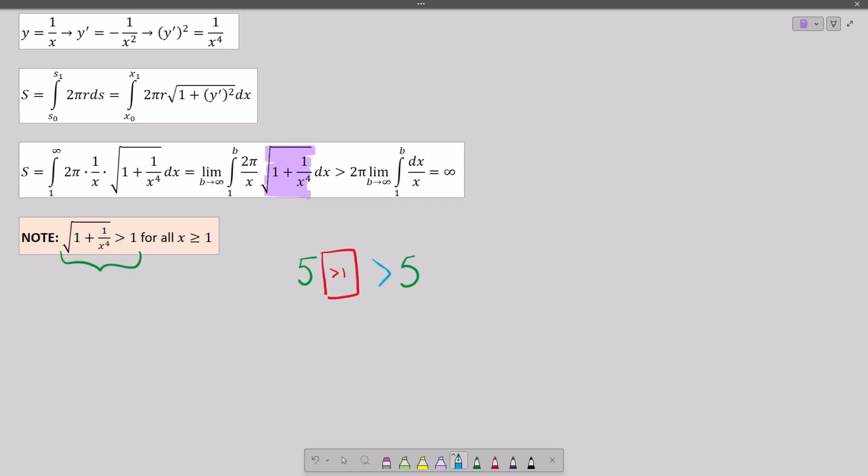Okay? All right. So we just calculated that integral. The integral of 1 over x is infinite. We just did that. The integral of 1 over x, you get natural log of x, and it's infinite. So the surface area is infinite.